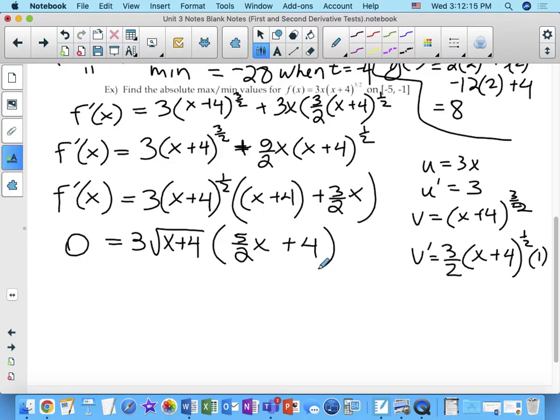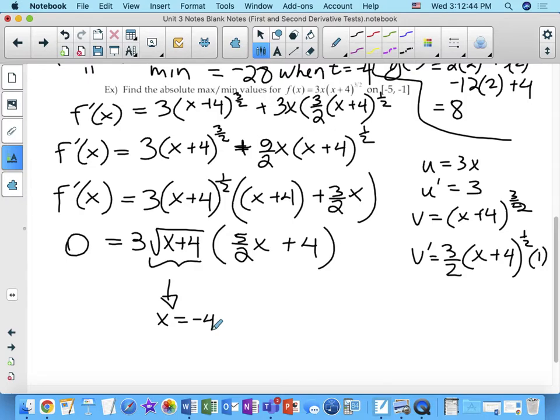Okay, so what would make this 0? Well, x could be negative 4, right? Because then negative 4 plus 4 is 0. The square root of 0 is 0. And then this piece is 0, right? So from here, we get x = -4.